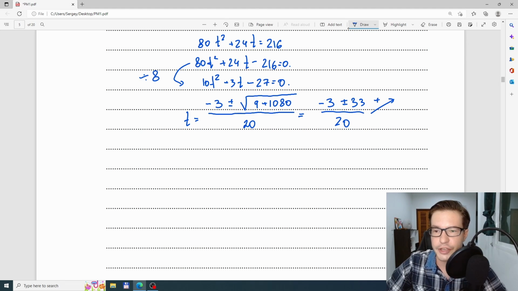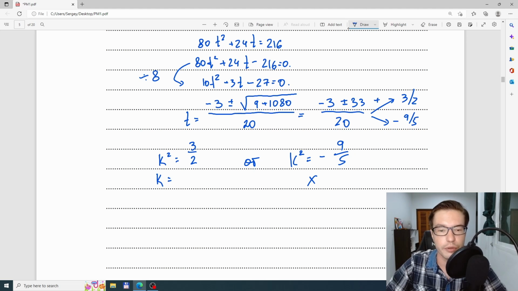If I take the plus sign, I get 3 over 2. If I take the minus sign, I will get minus 9 over 5. But we're not done yet, because we're looking for k, and t equals k squared. That means k squared equals 3 over 2, or we have a separate case, k squared equals minus 9 over 5. Now, for this equation, there is no solution, because we cannot take the square root of a negative number.